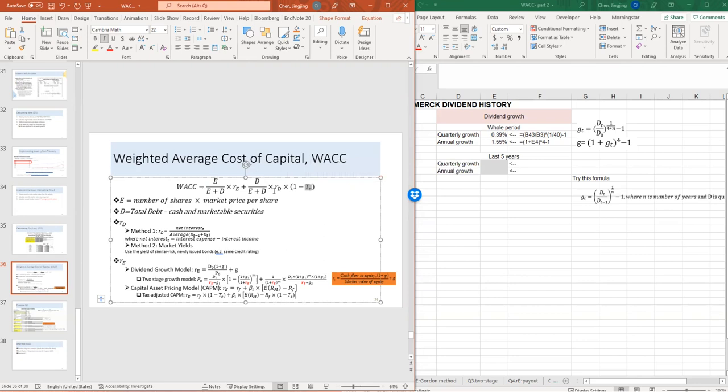So for part 2, we are using 2 different methods to calculate cost of equity. One is using the dividend growth model. Under the dividend growth model, if the dividend is growing at a constant rate, then we can use the constant growth model. If the dividend is growing at a different rate, we can use the multi-stage dividend growth model. And here, this is an example for a 2-stage growth model. Actually, it can be 3-stage, 4-stage, and 5-stage, as long as you understand the idea here.